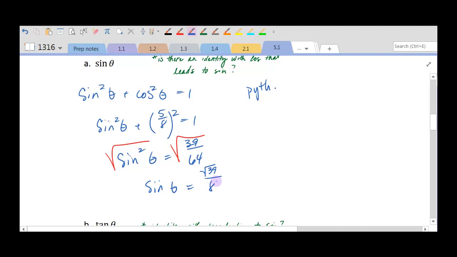Now before I leave this answer, since I'm taking the square root, I want to check. I know that theta was in quadrant 4, so sine needs to be negative in quadrant 4.